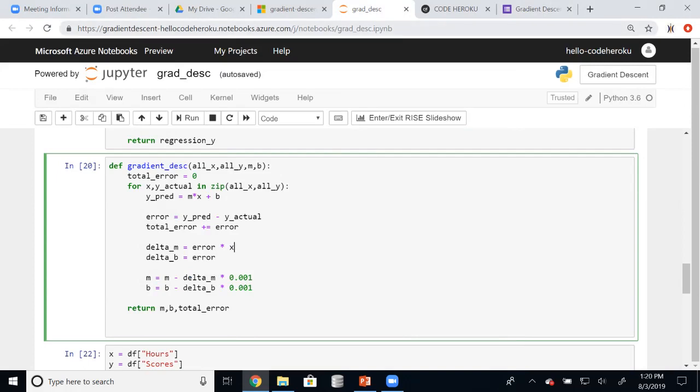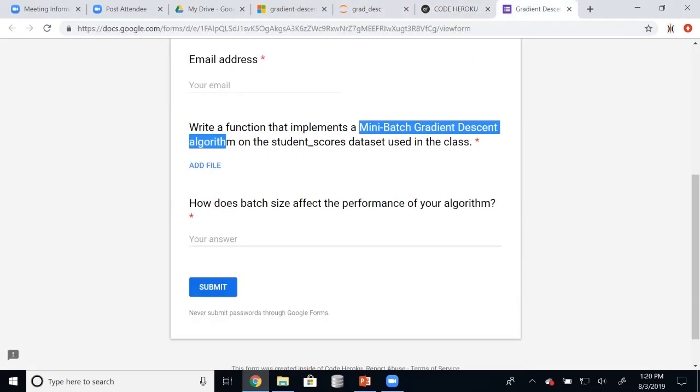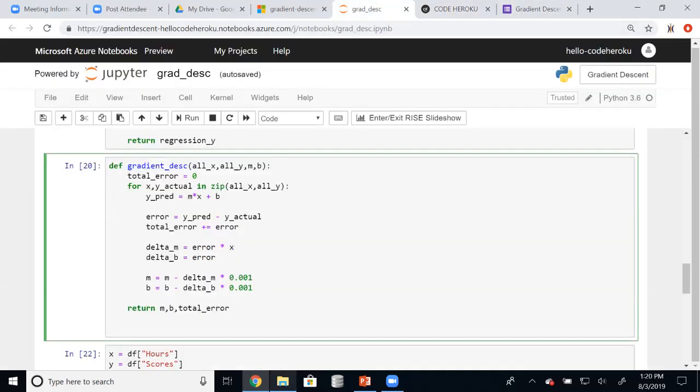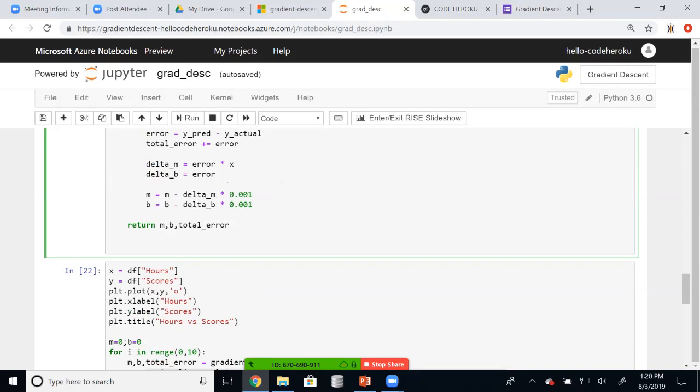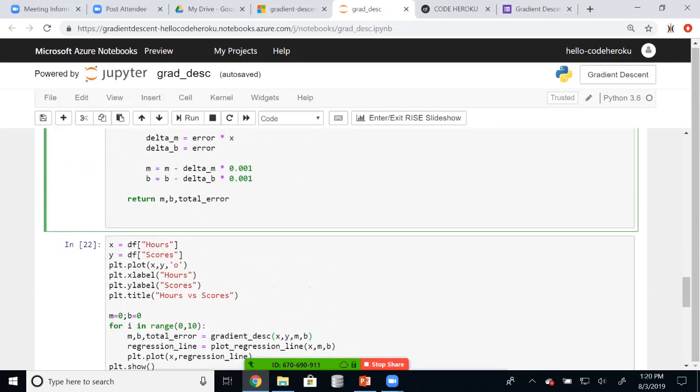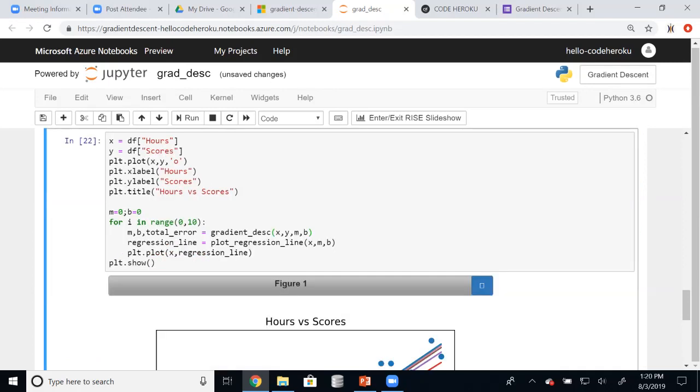The other question is, how does batch size affect the performance of your algorithm? Change the batch size and see how your algorithm works faster or better. Over here also, you could change the learning rate and see how it affects your parameters or your model. So if I have, instead of 0.01, let's say 0.05 or 0.005, does that help, or is it worse?